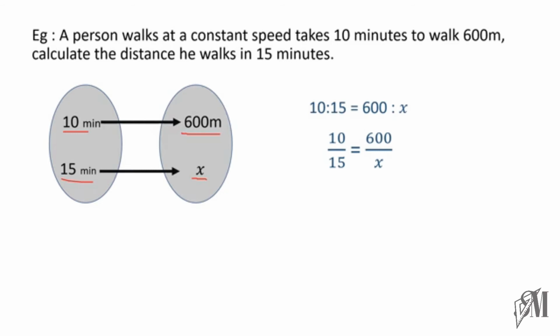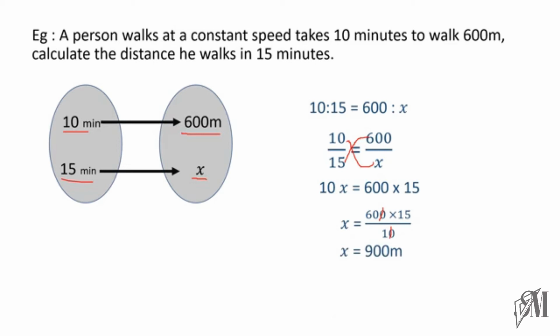Now, the next step is we cross multiply. 15 we multiply by 600, X we multiply by 10. We do the cross multiplication like this. So it gives you 10x is equal to 600 into 15. Don't go to simplify it here. Subject x and simplify, then it will be easy. So let me subject x. Now you can cancel the 0 here and 0 here. Now 60 into 15, the answer is 900 meters.